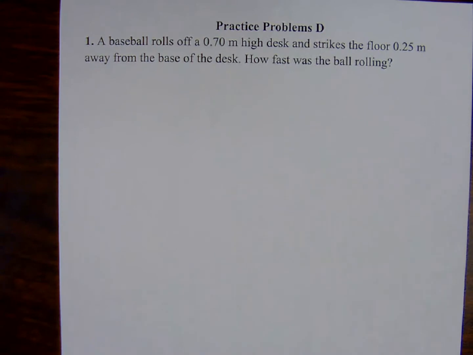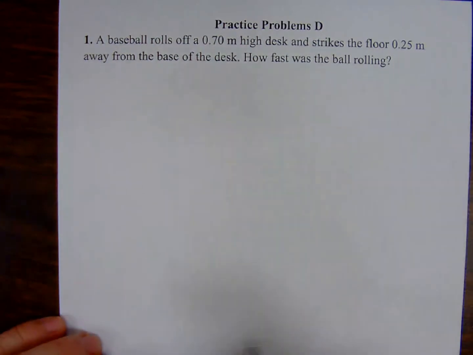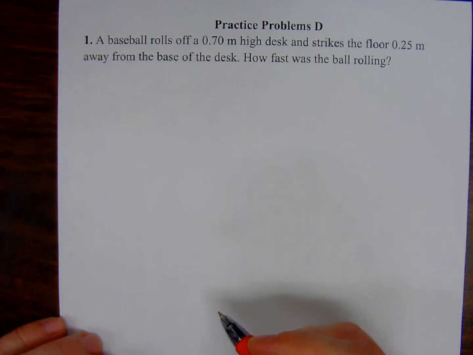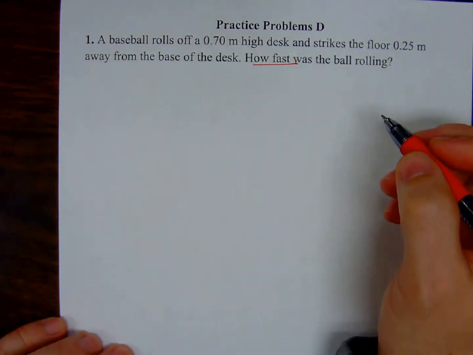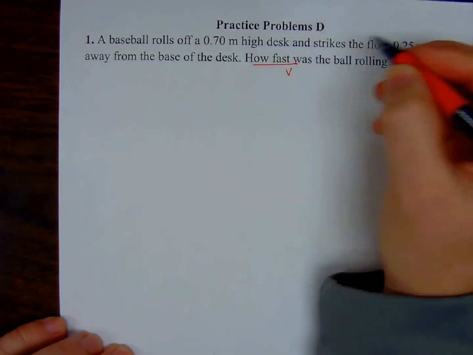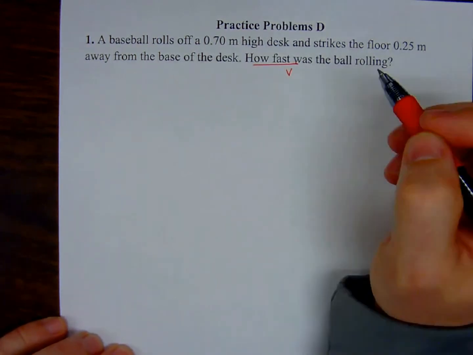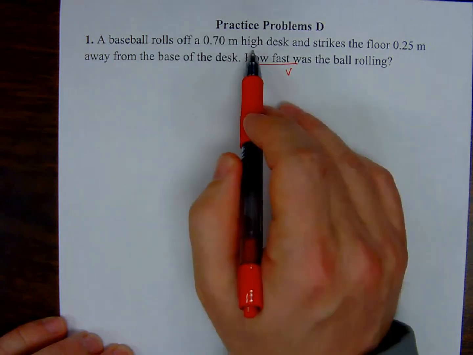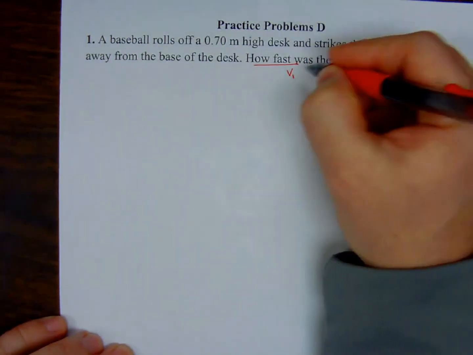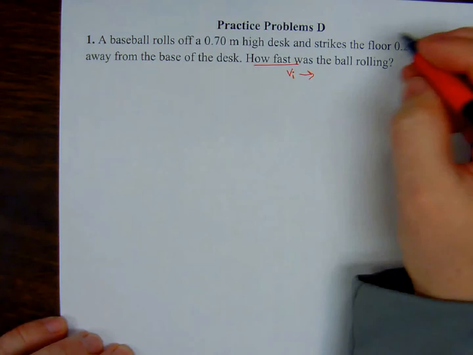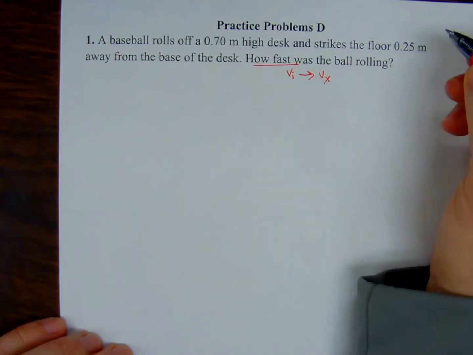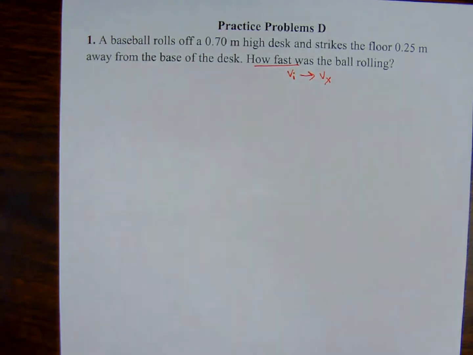So here we go. A baseball rolls off of a 0.70 meter high desk and strikes the floor 0.25 meters away from the base of the desk. How fast was the ball rolling? And so what I'm actually going to be solving for is a velocity. Now it was rolling on the top of a desk, so we could call this its initial velocity, but we can also consider this to be velocity in the x direction because there's no initial velocity in the y direction.